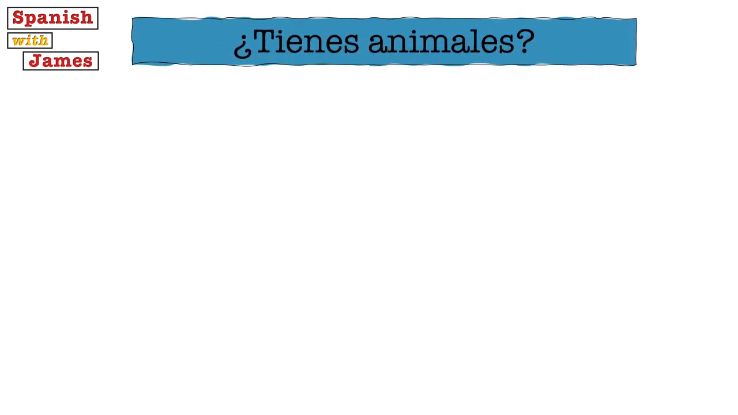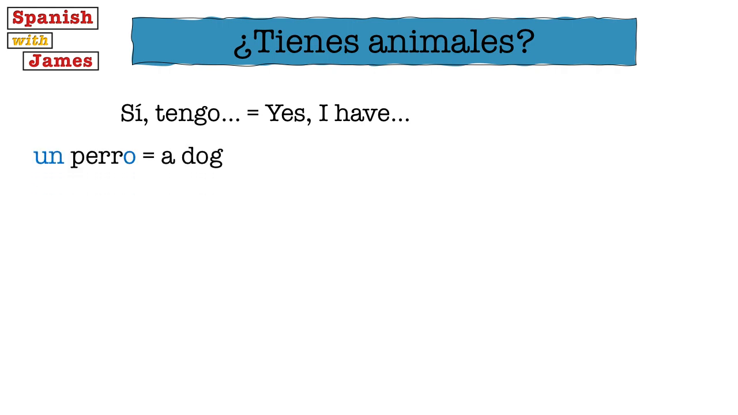So to ask someone if they have any pets, you can ask them, ¿Tienes animales? ¿Tienes animales? Do you have any animals? And to answer, yes, I do, you can say sí, tengo, yes, I have, and then some of the words we've looked at with the indefinite article. That means the word for a. So for example, sí, tengo un perro. Yes, I have a dog. Sí, tengo un gato. Yep, I've got a cat.